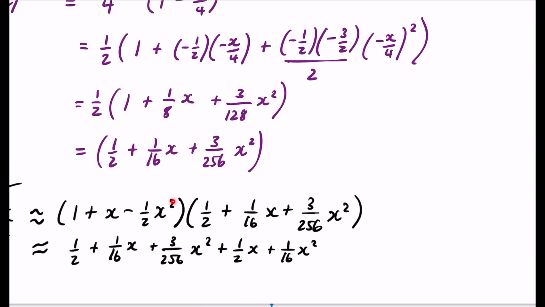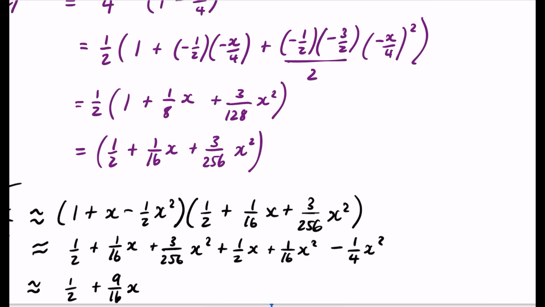And I'm going to multiply by this minus a half x squared. That only needs to be multiplied by this first one because the other two will give me powers that are too high. So I get a minus a half x squared times by a half is minus a quarter x squared. So my last stage is just to collect these like terms together. So I have the half for the first part. And then for the x terms, I have the 16th, I have the half, and that's just it for those two. So that's the 9 over 16 x.